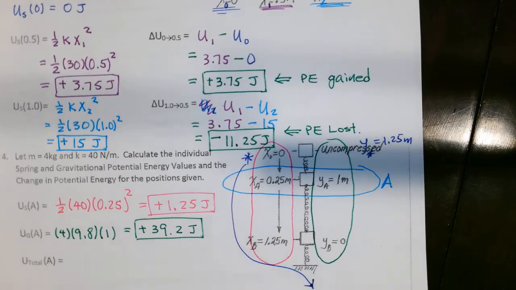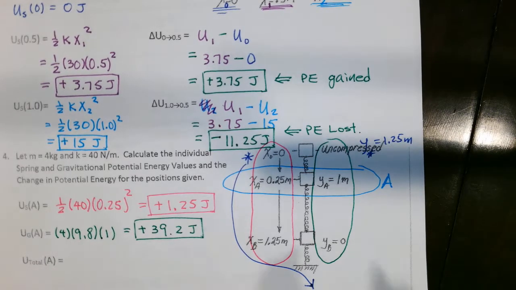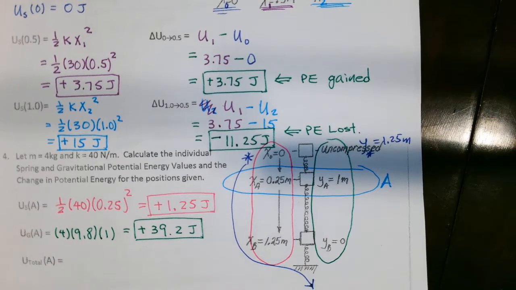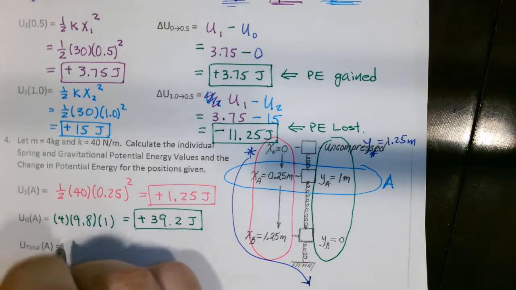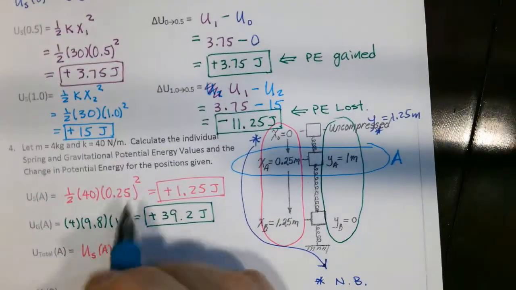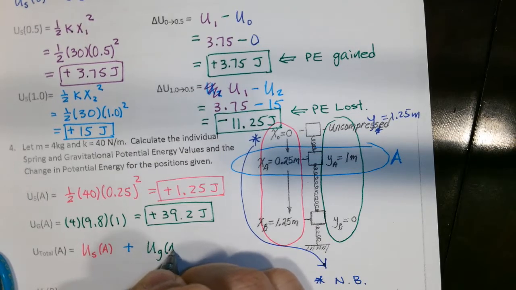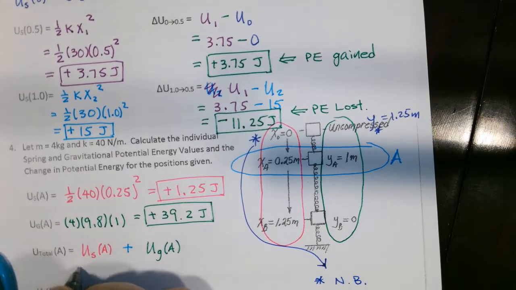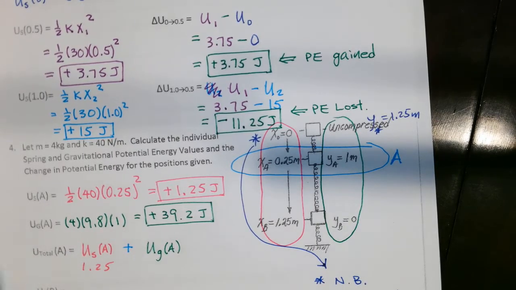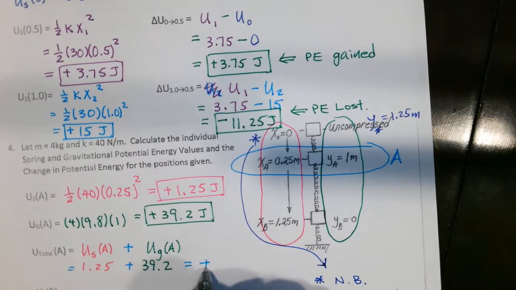So the total energy at point A, how much total potential energy do we have? That is simply U spring A plus UGA. And that is 1.25 plus 39.2. And that comes out to positive 40.45 joules.